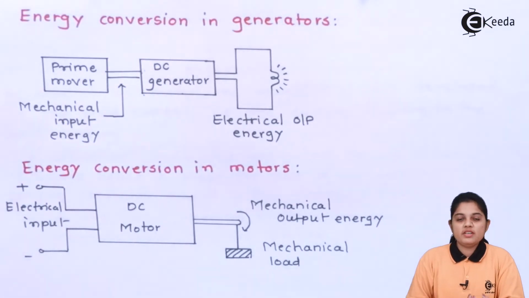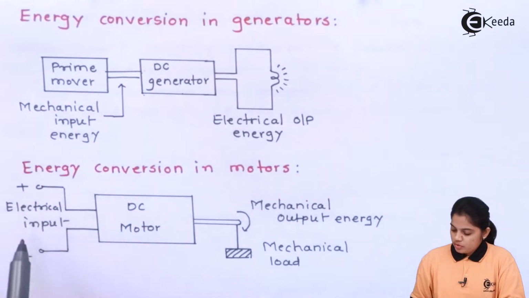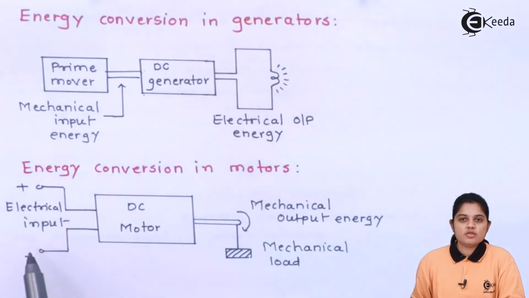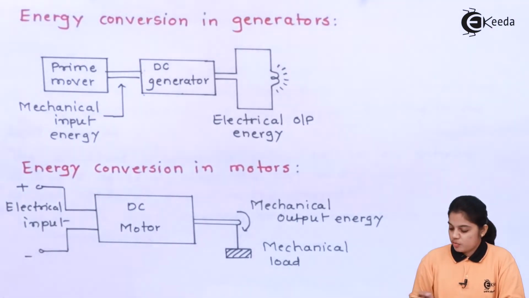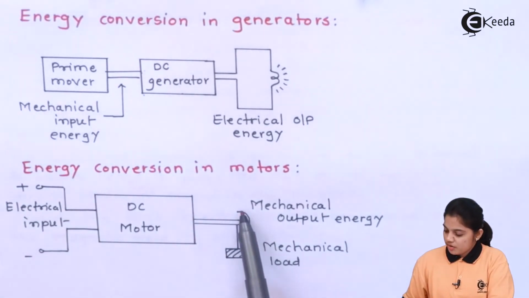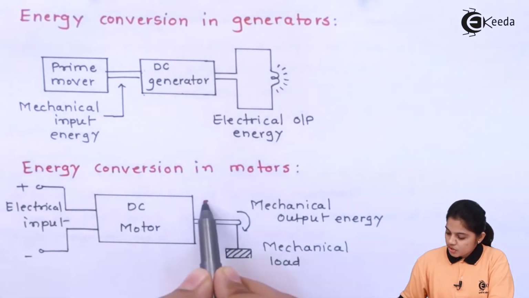So basically it will receive input as a DC voltage from the input source. From the input source, electrical input is provided, which is nothing but the positive and negative terminals connected over here. So the positive voltage supply is provided to the DC motor, and at the output you can see the shaft, or the load, is connected.